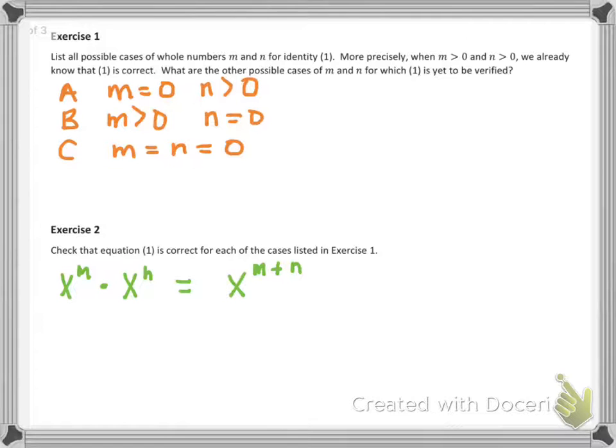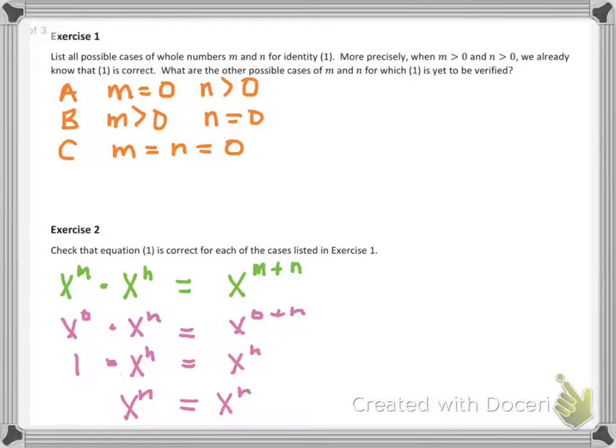So let's see if it works in all three cases. And if I make m equal to 0, I would have x to the 0 times x to the n, where n is a number greater than 0, is equal to x to the 0 plus n. Okay, and then x to the 0 we have just decided is equal to 1. And so 1 times x to the n is equal to x to the 0 plus n, which would just be x to the n. And then we can see on the left side, 1 times x to the n is just x to the n, equals x to the n. So it turns out that both sides are equal, and it definitely would be true. So that's a good one for case A.